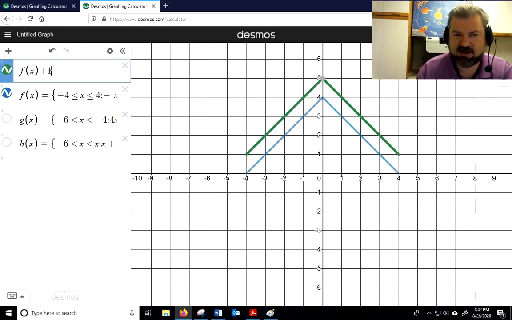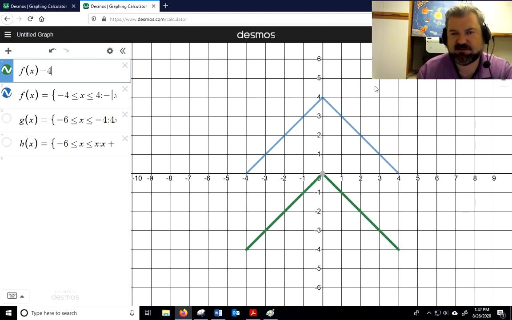Well, when I add to the outside, it moves up and down the way you would expect. And it turns out that in functions, what you do to the inside has a very different effect than what you do to the outside. So when I add or subtract on the outside, I shift the graph up and down. When I add or subtract on the inside, I shift it left and right. And the inside is opposite of what you'd say.